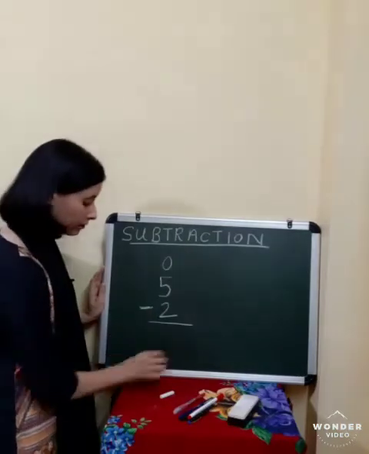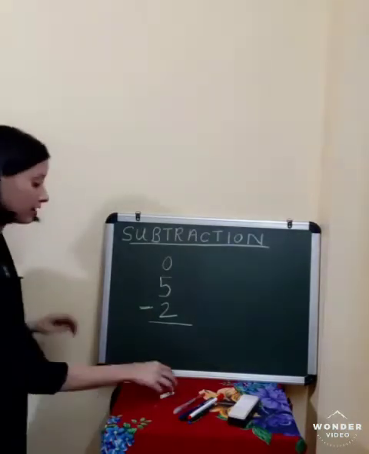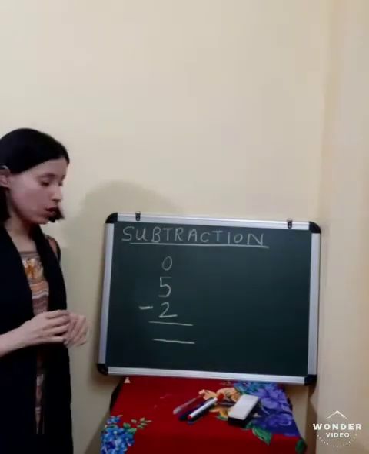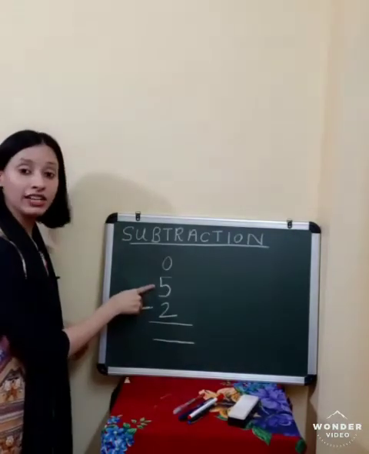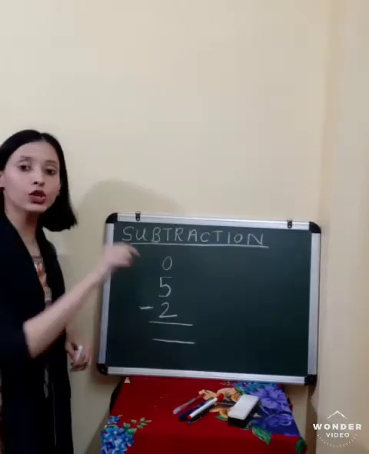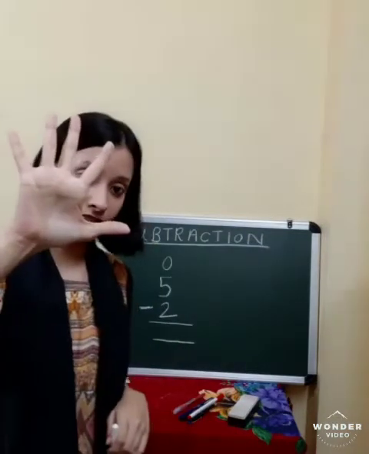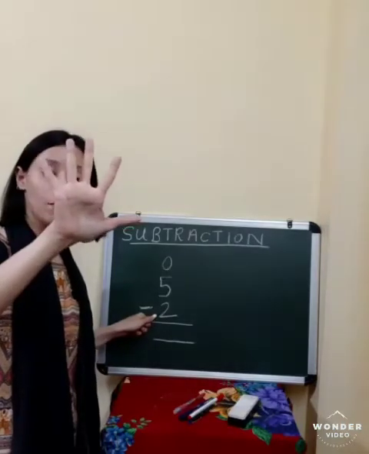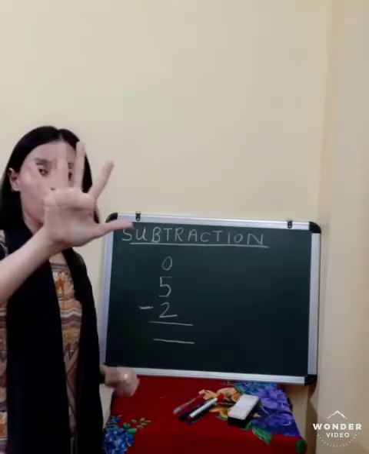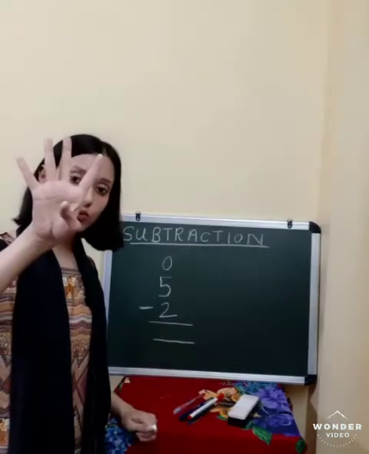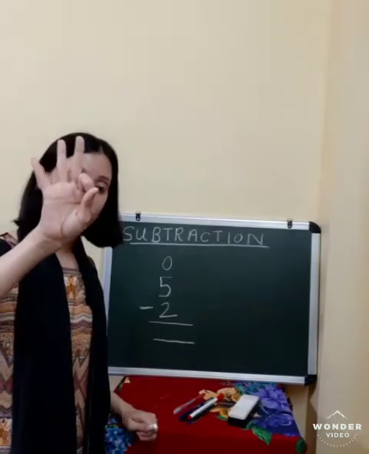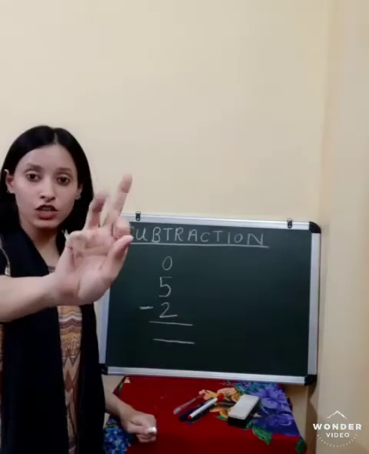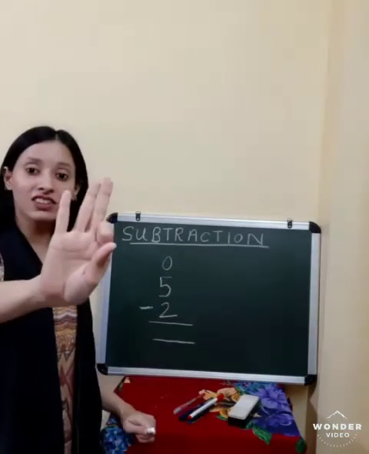So it means we have to subtract now. On top you are having 5. So you take out 5 fingers. Below you are having 2. So you have to minus 2 fingers. So minus 2 fingers, 1 and 2. Now you are left with how many fingers? 3 fingers. 1, 2, 3. You are left with 3 fingers.